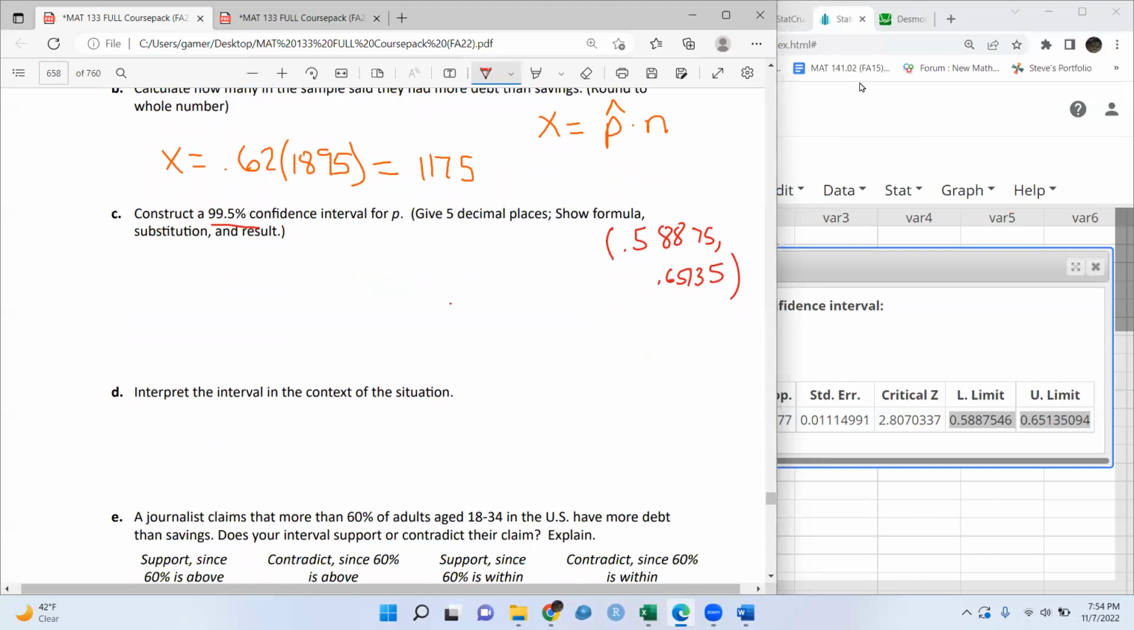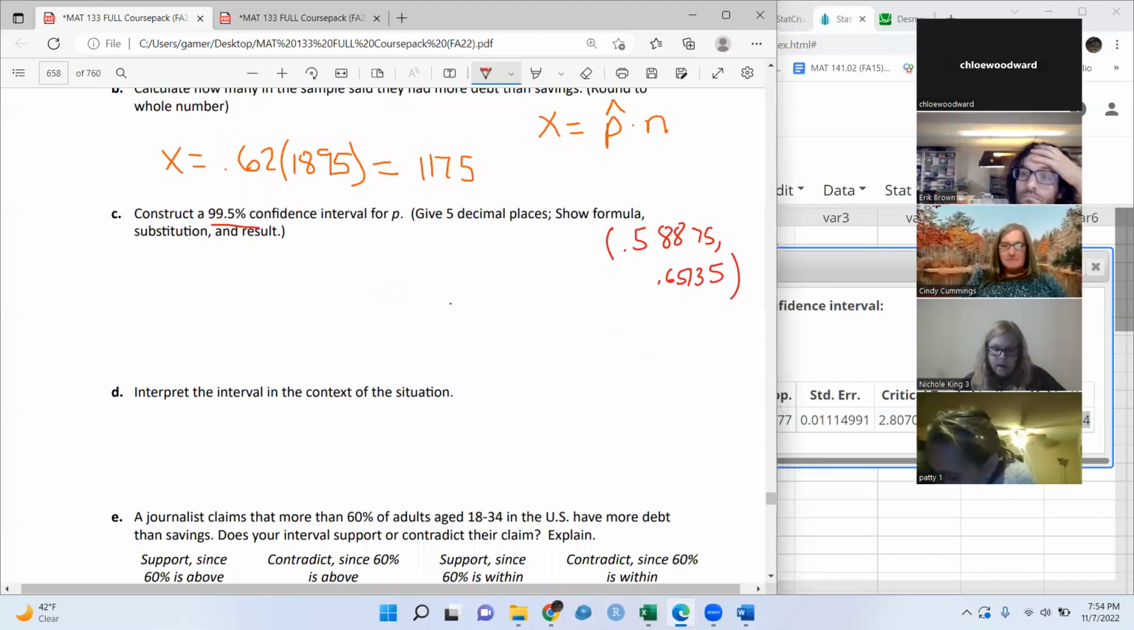So on that, when it asks us to give the formula, substitution and result, do we need to write that out every time, like write out formula, write out substitution and result, like what we did in our notes? Come on, Eric, say yes. Yes, that's what we're asking you to do.